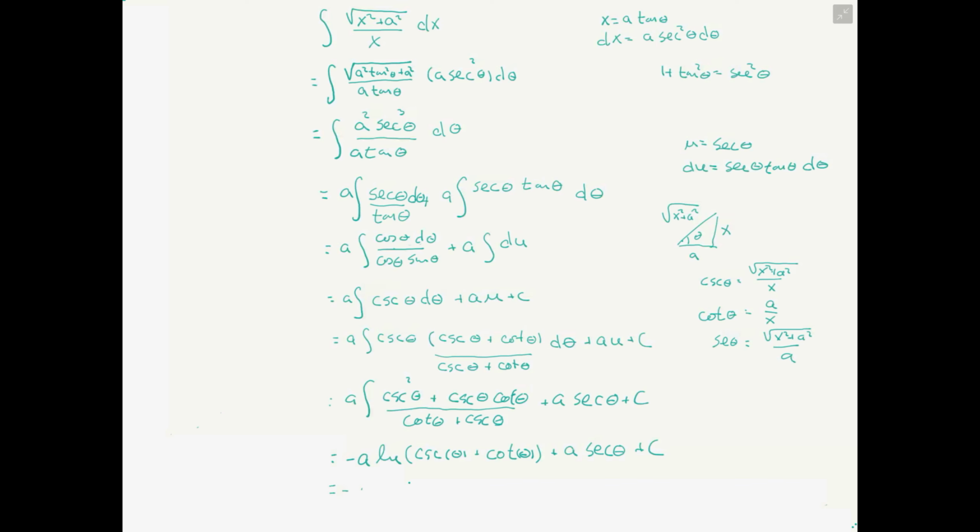So now we have minus a ln of the quantity square root of x squared plus a squared over x plus a over x, plus, now we have secant, so the a's cancel, and we have square root of x squared plus a squared, plus c, and that's our final answer.